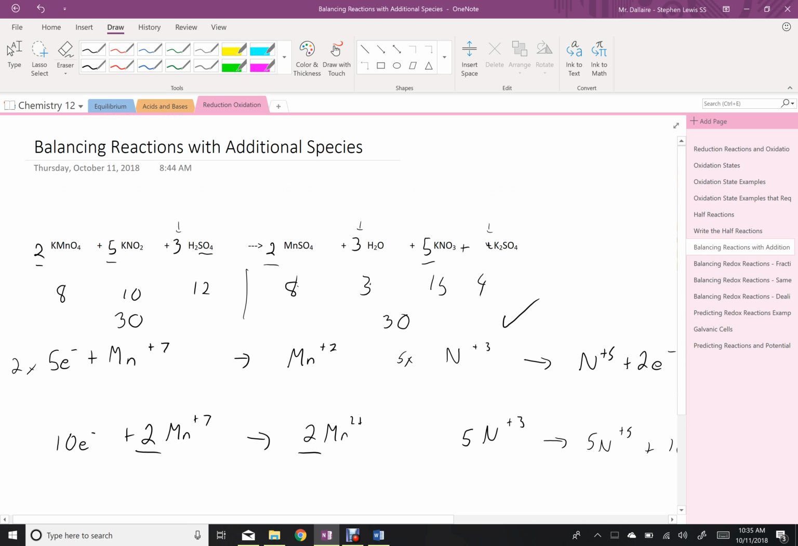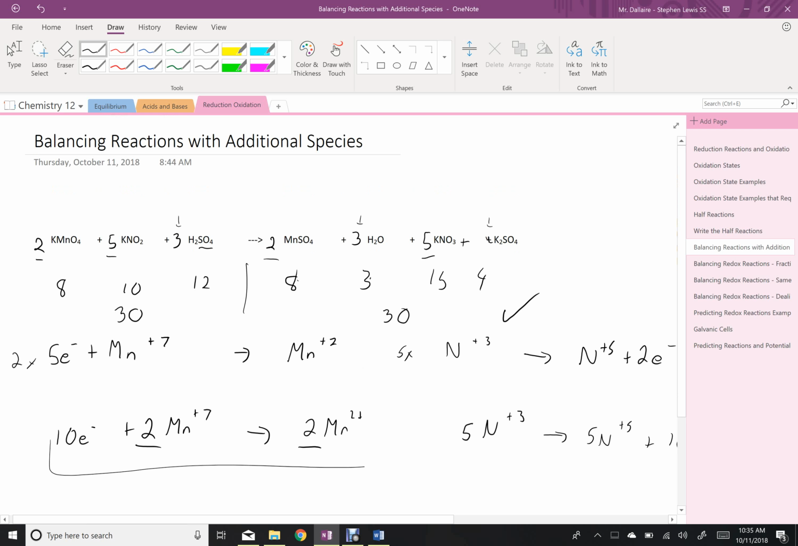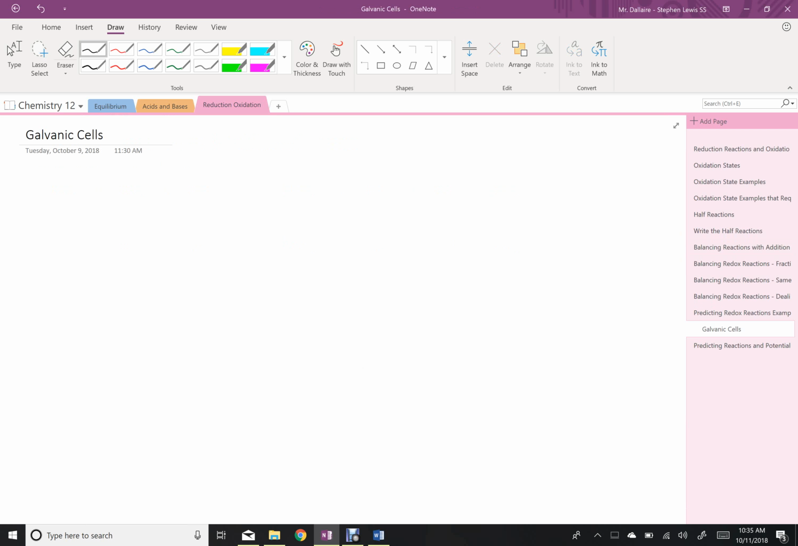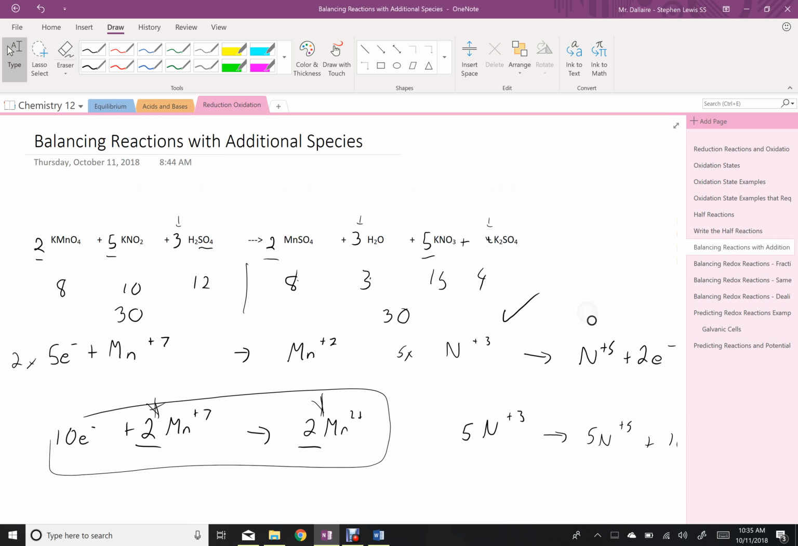So our basic approach here: use our half reactions to get some answers, transfer those in, and then we just have to balance the rest of the species in the chemical reaction using the old-fashioned method, balancing the most uncommon things first and working towards the most common things.